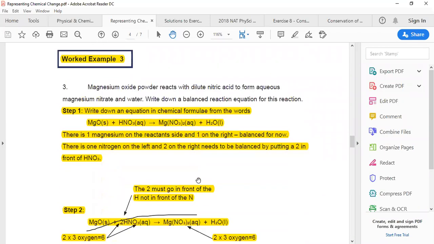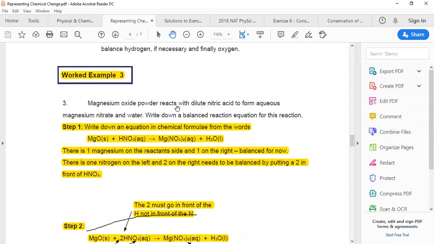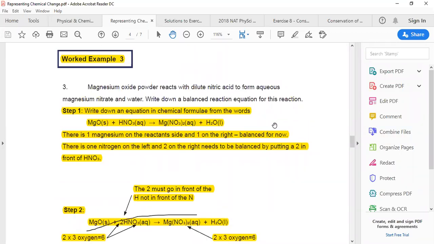Right, another example that we have here: magnesium oxide powder reacts with dilute nitric acid to form aqueous magnesium nitrate and water. Write down the balanced equation for the reaction. So you're going to have your magnesium oxide, which is a solid. Then you've got your nitric acid, aqueous, to give you magnesium nitrate, aqueous, and water, which will be a liquid. Right? There's one magnesium on the reactant side and one on the right-hand side. So you have to balance now.